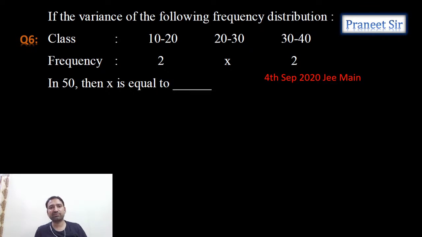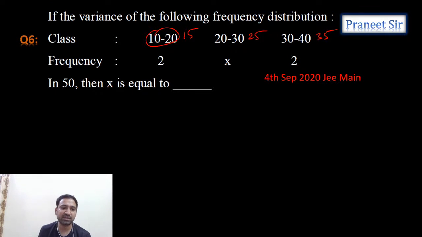Yeah, this is the next question we have. Variance of the following frequency distribution. So here class interval is given as 10 to 20. When class interval is given, we just need to take the average of 10 and 20. What is the average of 10 and 20? 15. Average of 20, 30: 25. Average of 30, 40: 35. Correct?